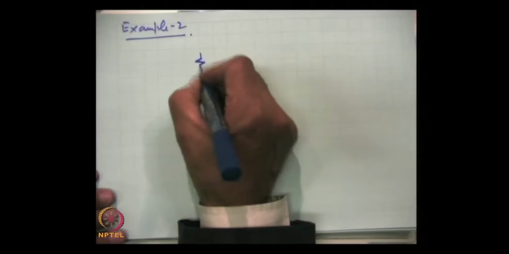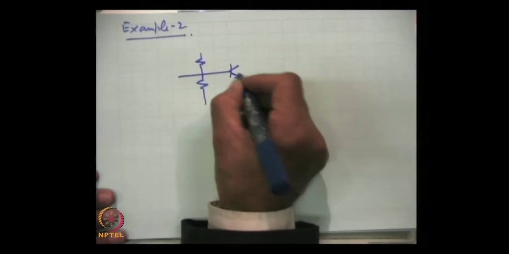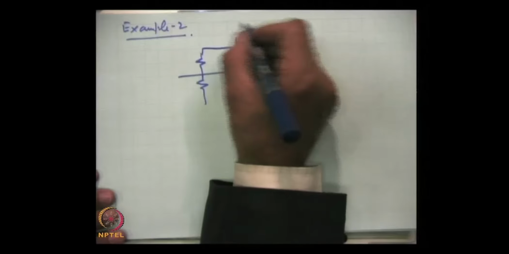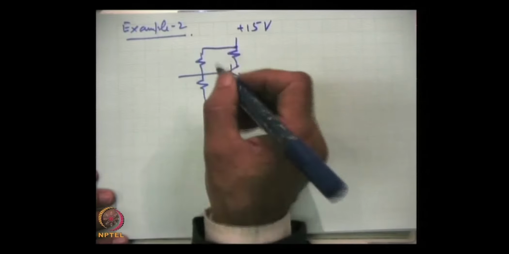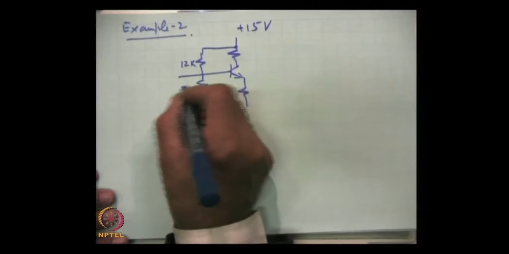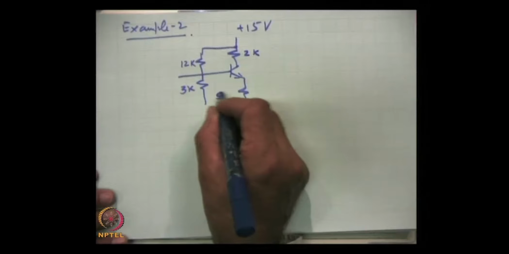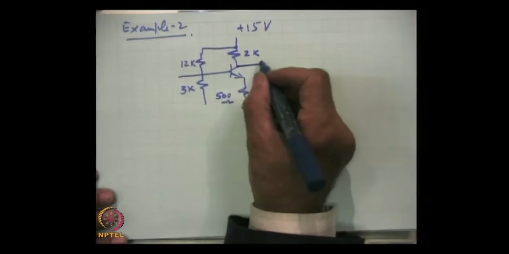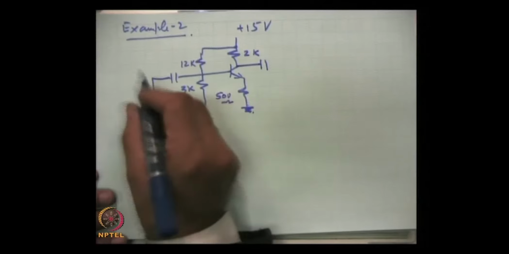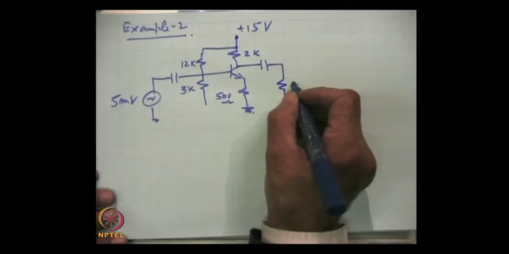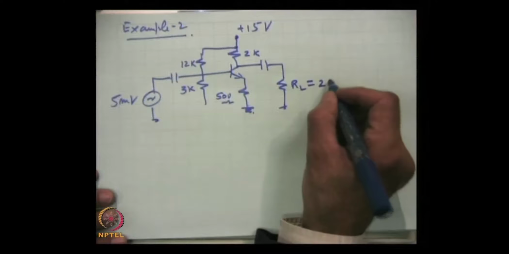Now, let us take one more example to illustrate what is the implication of bypassing the emitter resistance. So, let us consider, this is example 2. This is 15 volts and this is 12 k, this is 3 k again in kilo ohms, this is 2 k, and this resistance is half k, that is 500 ohms, and this is our source, say 5 millivolts peak value, and here is the load resistance R L, which we take again as 2 k.